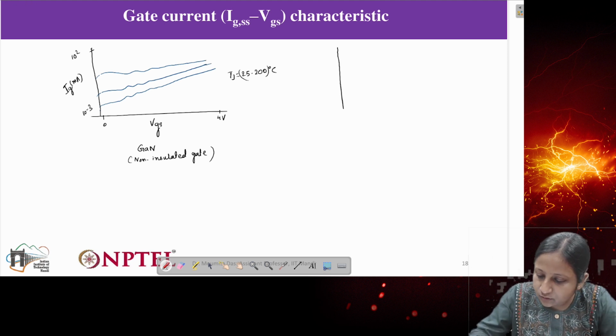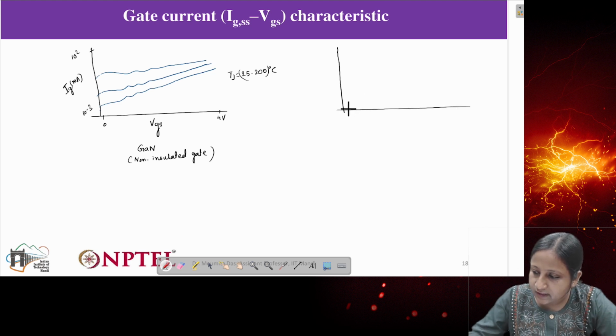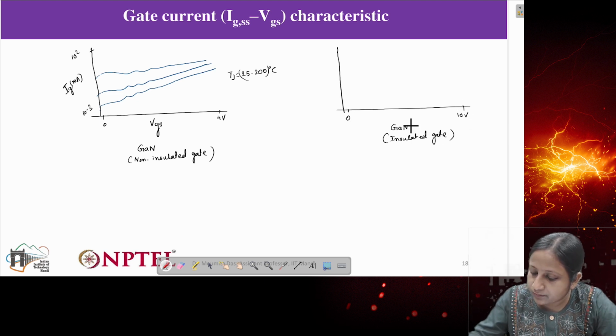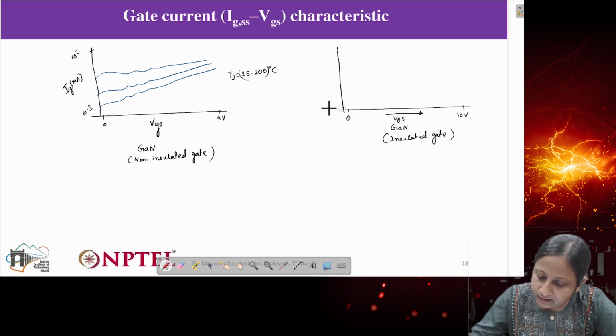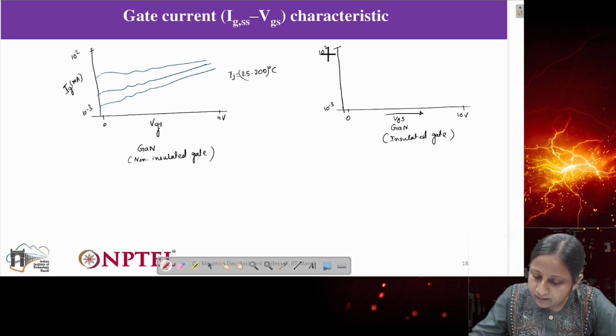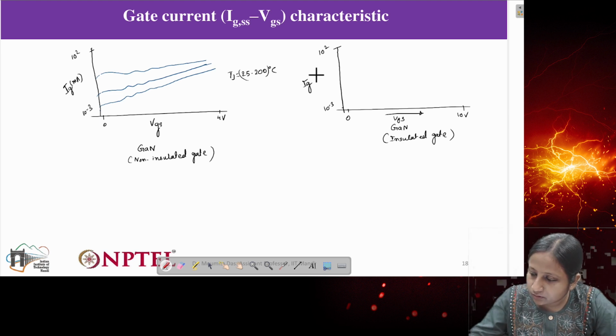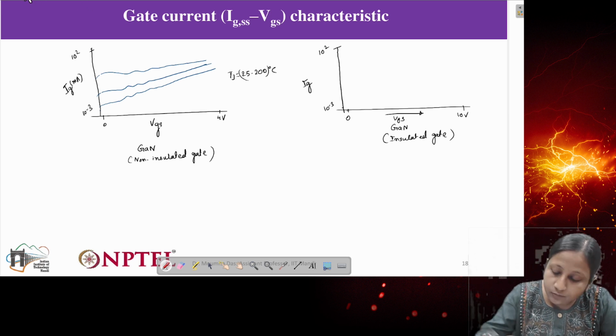Now if I consider an insulated gate for the GaN device, then the voltage can have a higher range, let's say 0 to 10 volts VGS. And similarly IG is varying from 10 to the power minus 3 milliampere to 10 to the power 2 milliampere. Then this will vary like this with respect to different temperature.